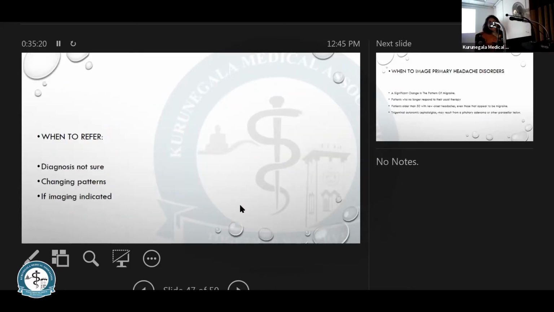And when to refer to the specialties: when you are not sure about your diagnosis. Say if you have combined features, or if you have doubtful findings on the fundi, please refer. And when there are changing patterns of headaches, please refer. Then we need to look at the patient carefully to exclude a secondary headache. And if you think the patient needs some sort of imaging, yes, you can refer the patients.